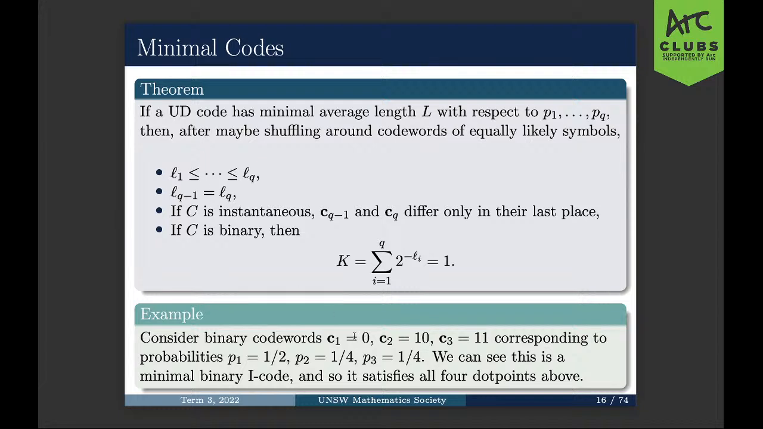So we can check the first one. Are the code word lengths increasing? Yes, 1, 2, 2. Is the last two code word lengths equal? Yes, 2 and 2. Is C instantaneous? Yes. And do the last two code words differ only in the last place? Yep, only in the last place they differ. And is the Kraft-McMillan coefficient equal to 1? I believe it is. It should be a half plus a quarter plus a quarter, so 1 on 2 plus 1 on 2 squared plus 1 on 2 squared, that gives you 1. So you can see that this theorem holds by example, I guess.